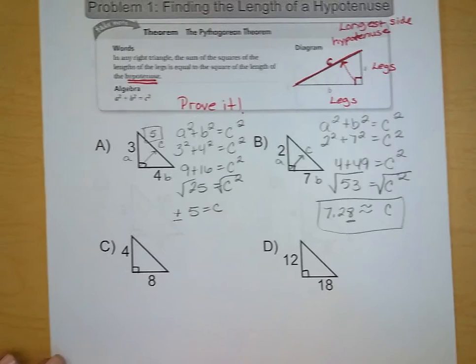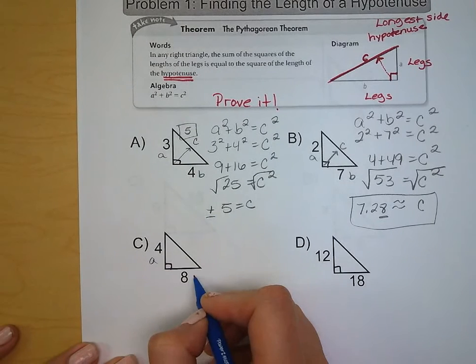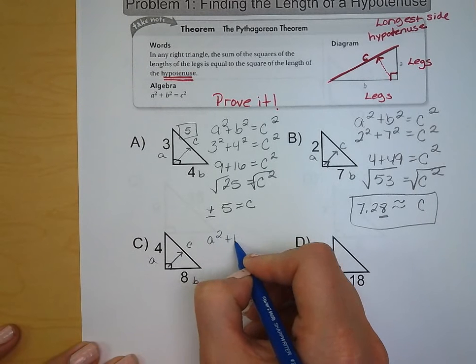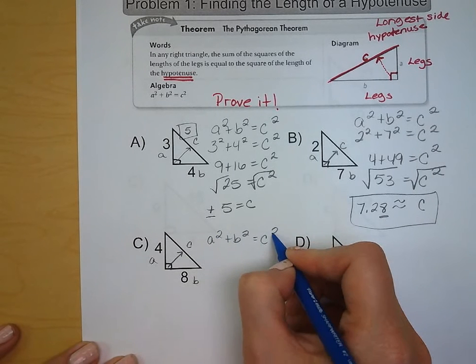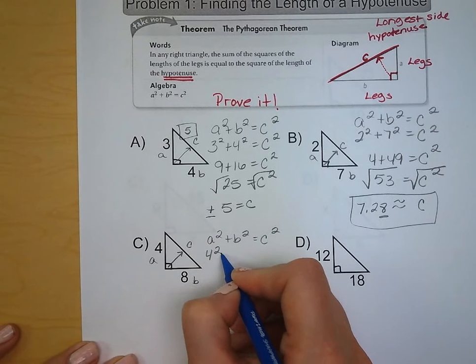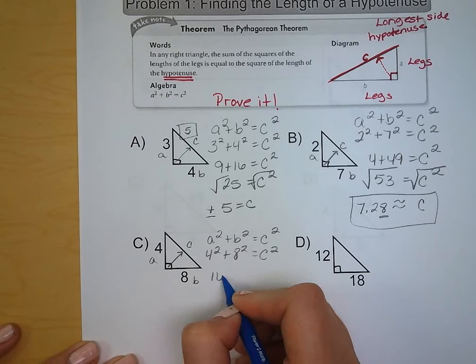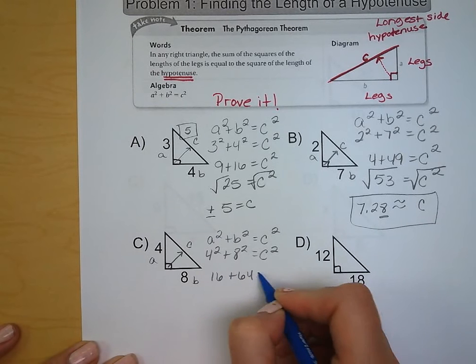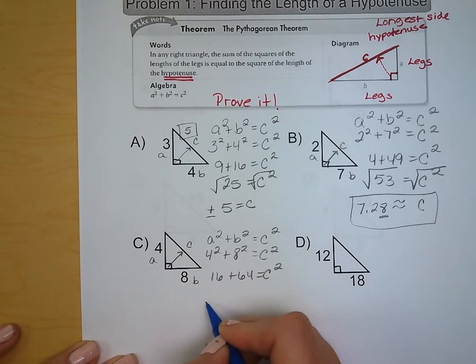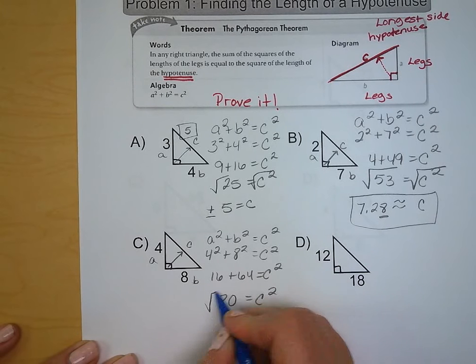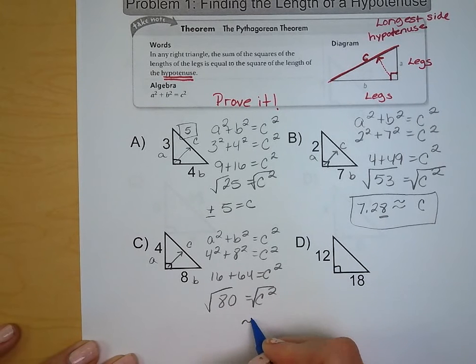Okay. Letter C. A squared plus b squared equals c squared. 4 squared plus 8 squared equals c squared. 16 plus 64 equals c squared. So we have 80. And we're going to take the square root of it. That is not a perfect square, so it's going to be approximately 8.94.